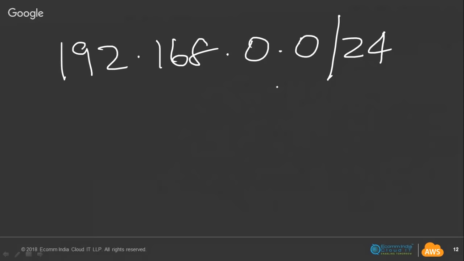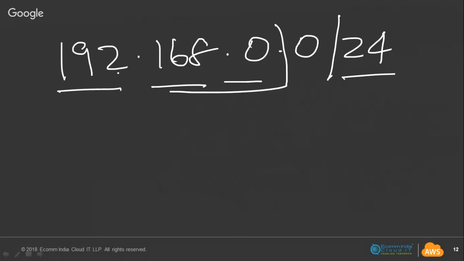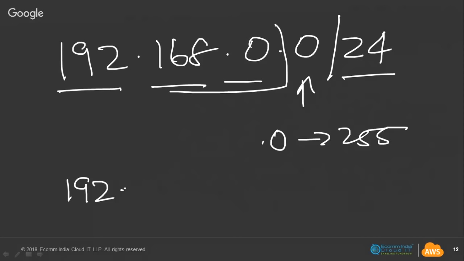Okay, when I say 192.168.0.0/24, I'm saying that 24 bits of this IP address is not going to change, which means 8 plus 8 plus 8. What that basically means is that in this CIDR range, the first three octets are not going to change. It is only this octet that is going to change, which means this can be anywhere from dot 0 up to dot 255, right?